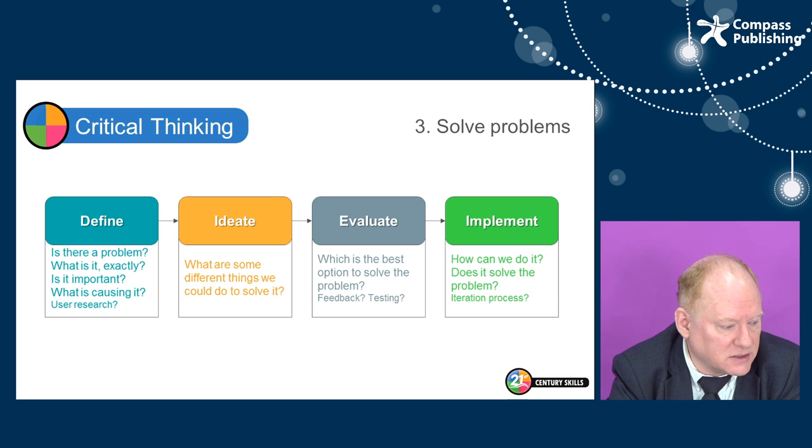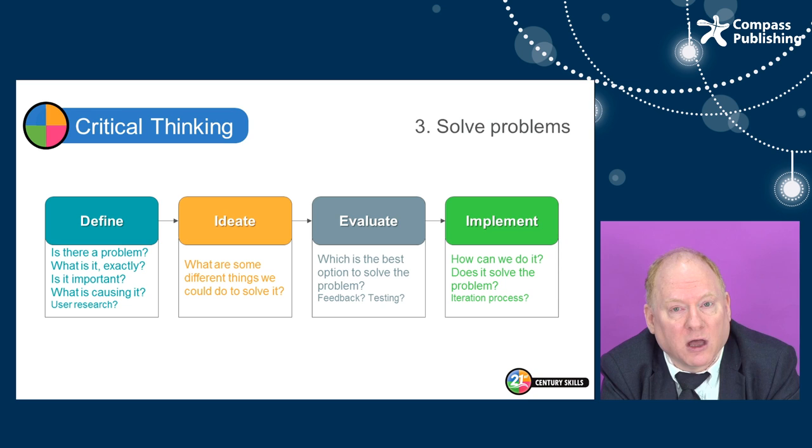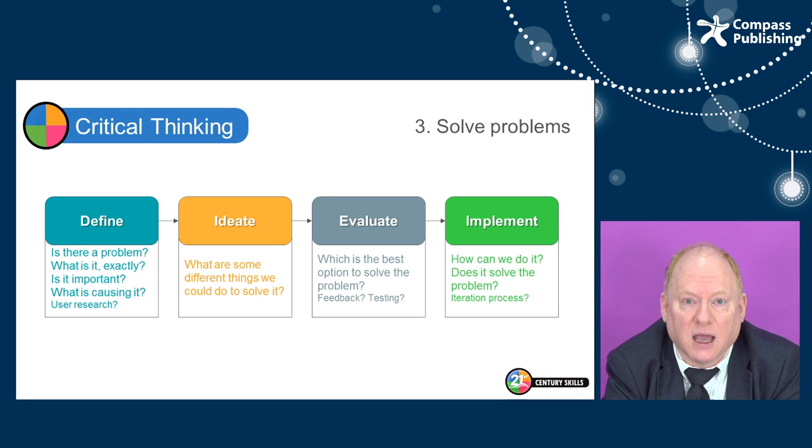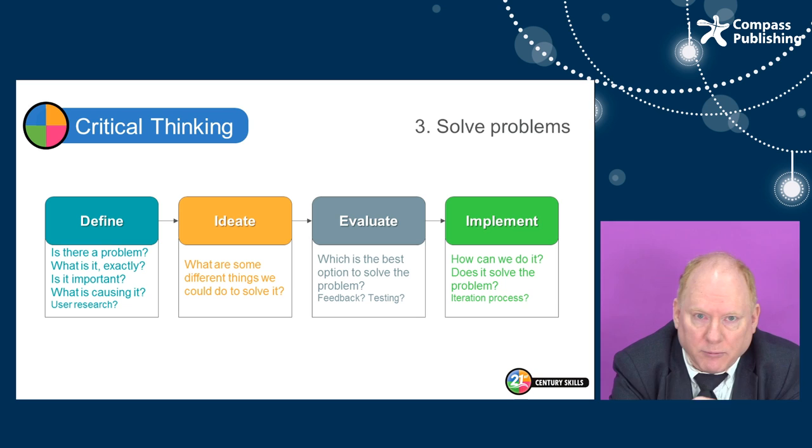Evaluate, we look at the ideas. We don't evaluate while we're coming up with ideas. That's for later. We want to give ourselves freedom to come up with ideas in the moment, which is why we separate these steps. And we evaluate the ideas. Maybe one of them is very good. Then we implement. Implement means we put it into practice.